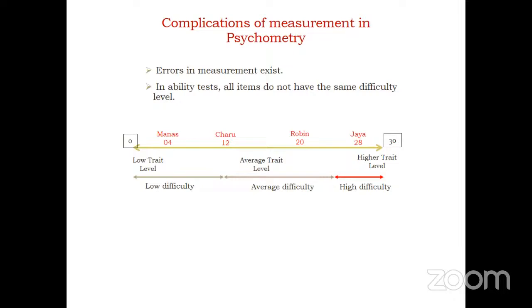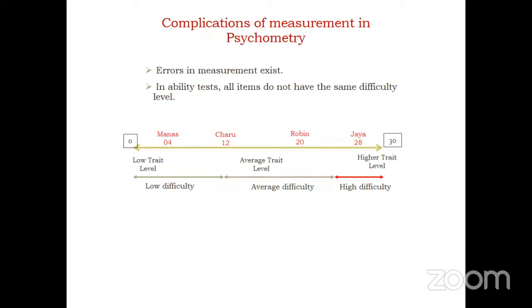So if you're considering just the observed scores, as we do in classical test theory, then we are actually coming to a wrong conclusion, isn't it? Because we are saying that it's the same difference in trait level, but it is actually not. Why? Because Manas, getting a score of 4, means that Manas was able to solve only a few items of low difficulty level. So the trait level of Manas is very low, intelligence is low.